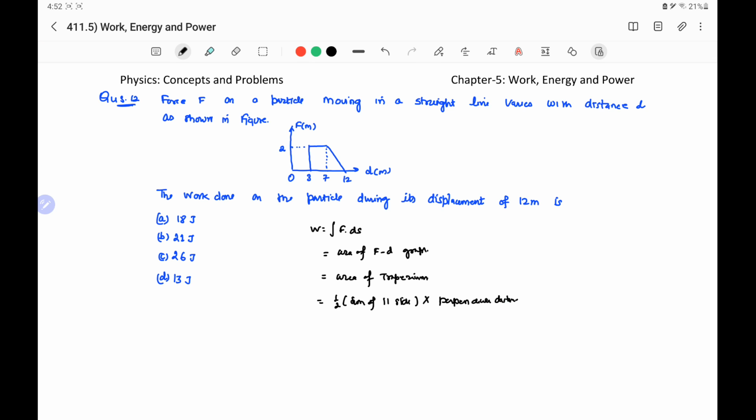between the parallel sides. So it will be equal to half into one of the parallel sides having the length 7 minus 3, that is 4, and the other has 12 minus 3, that is 9. So this sum is 4 plus 9 into the perpendicular distance, which is 2 minus 0. This is 2, into 2. 2 and 2 get cancelled, so it will give 13 joule. Hence option D is the correct option.